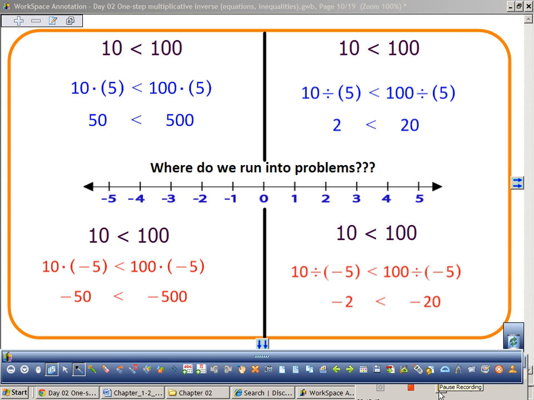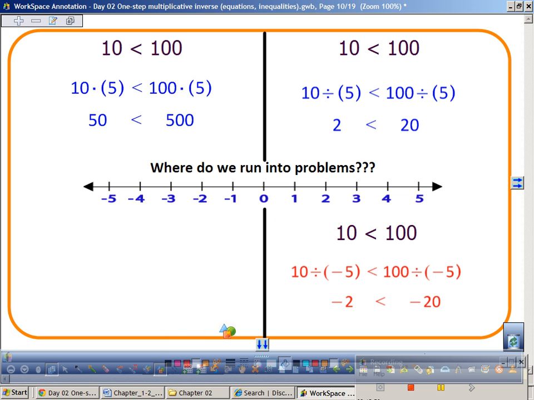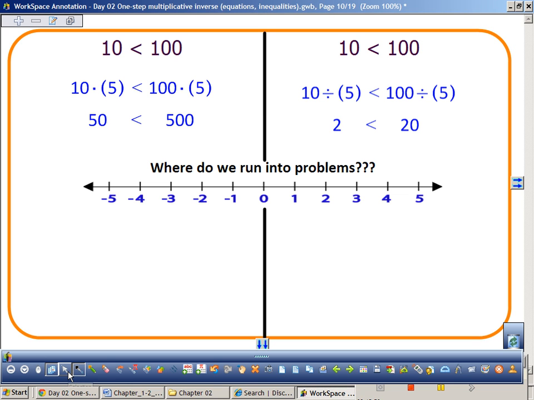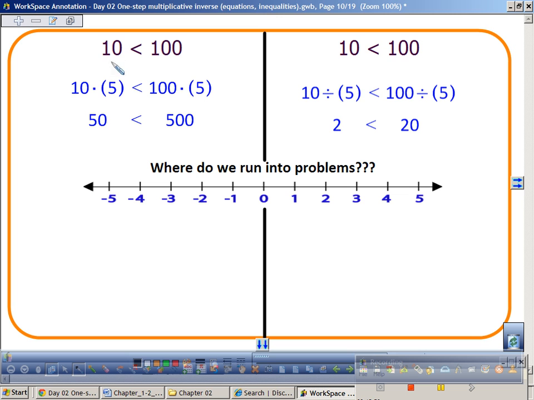Let's talk about the. Go ahead. All right, so everybody agrees 10 is less than 100. If I multiply 10 times 5 and 100 times 5, I can do that because I can multiply to both sides, correct? If I give it to that person, I got to give it to that person too. 10 times 5 is 50. 100 times 5 is 500. Is 50 less than 500? Yes.